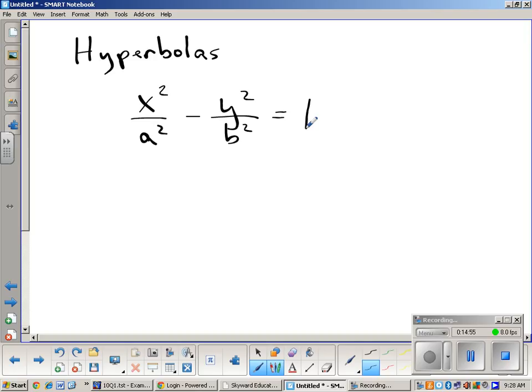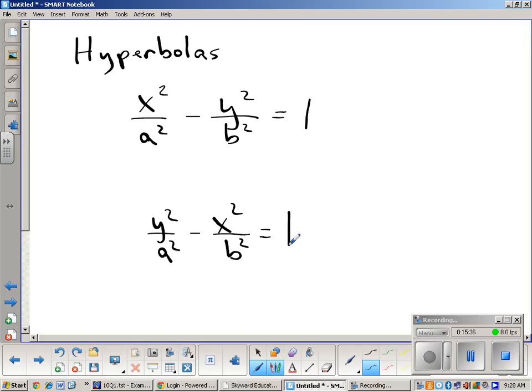The other model looks like this. The confusing part is we just got done training you that A is always bigger than B, and now we're introducing hyperbolas where it really doesn't matter which one's bigger. What matters is which one is being subtracted and which one's not.